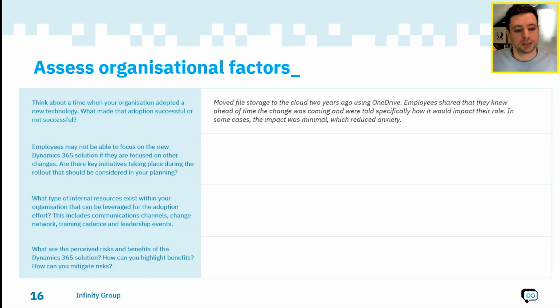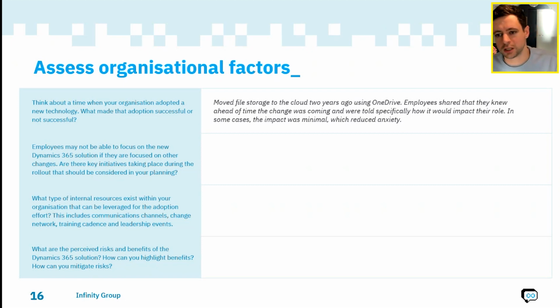And then we need to look at the risks and the benefits of the dynamic solution. So how can we really shout and highlight those benefits and make them really bold so everyone understands them? And that's the real driver for everyone buying into the project. And equally, how can we mitigate any risks that we can foresee?